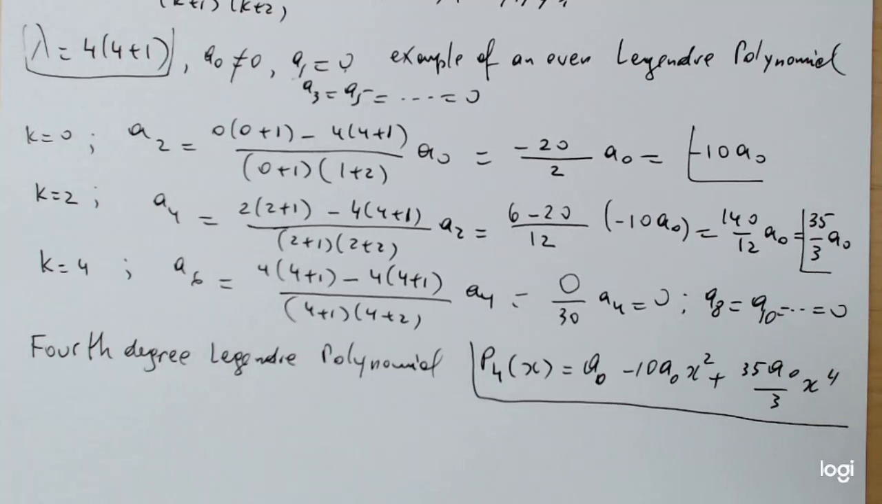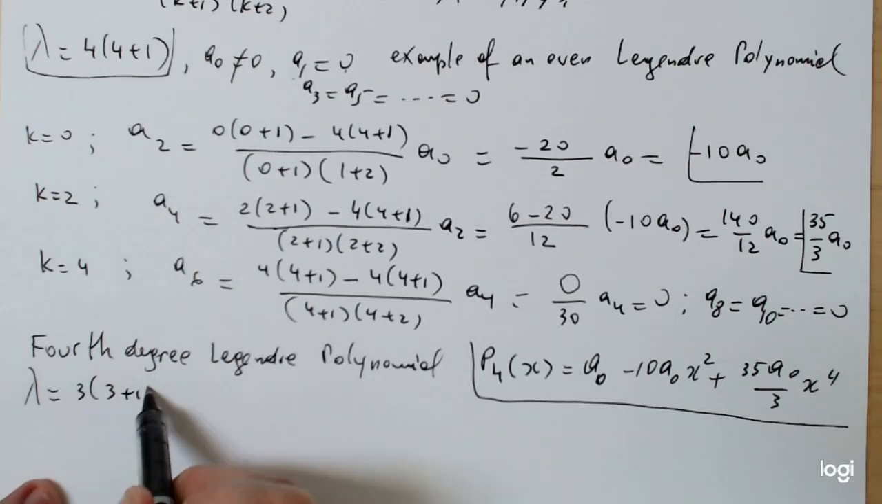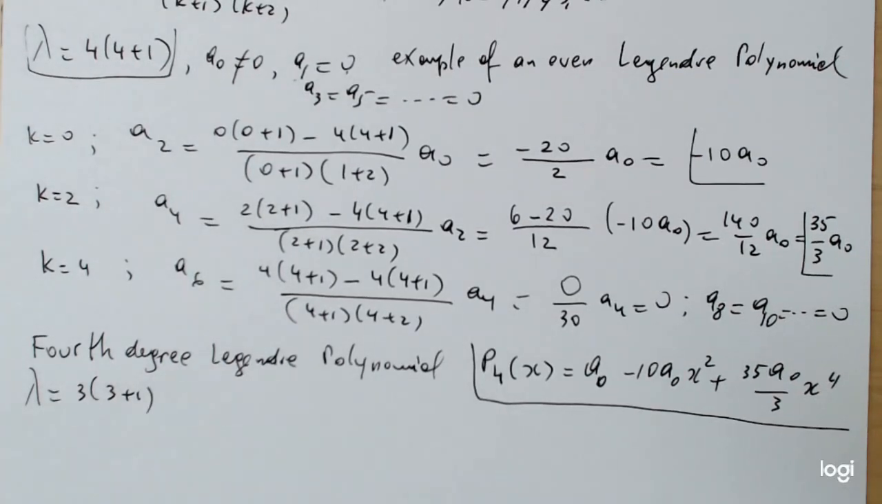So Legendre polynomials either have even powers or odd powers, again, depending on the lambda that you choose. Let's illustrate another one, with an odd degree polynomial. So suppose, for example, lambda is equal to 3 times 3 plus 1. This will have fewer steps.